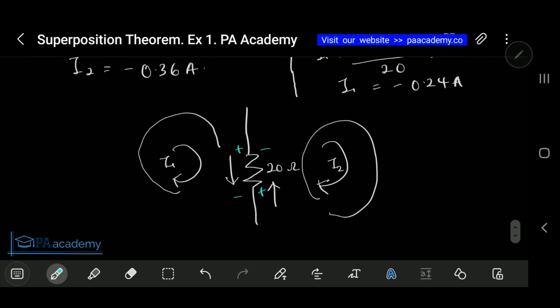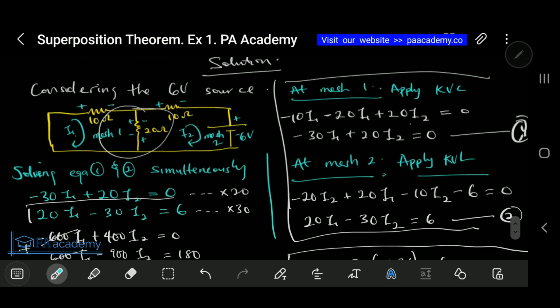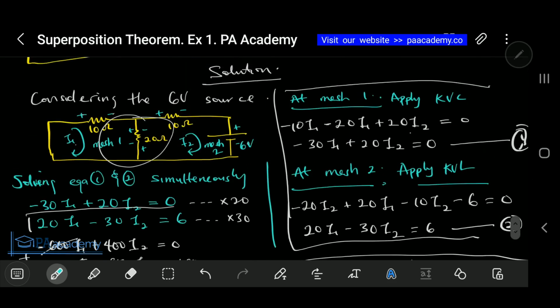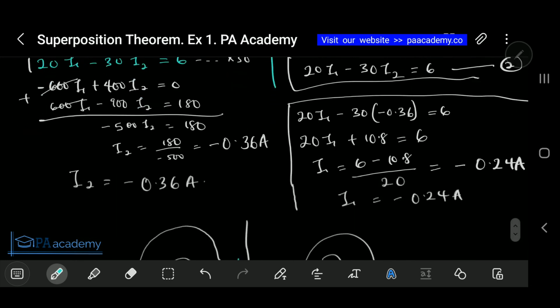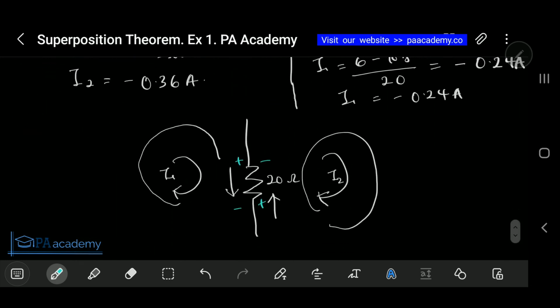Okay, so now for you to get the exact current that is flowing through the 20 ohm resistor, remember we are still considering the 6 volt source. So for us to get the current that is flowing through this 20 ohm resistor, what we'll actually do is we will look at the value of I1 and I2. Exactly. So the one that is higher minus the one that is lower. That's how we are going to get the current. So let me write it. Let me represent it with the current flowing through the 20 ohm resistor.